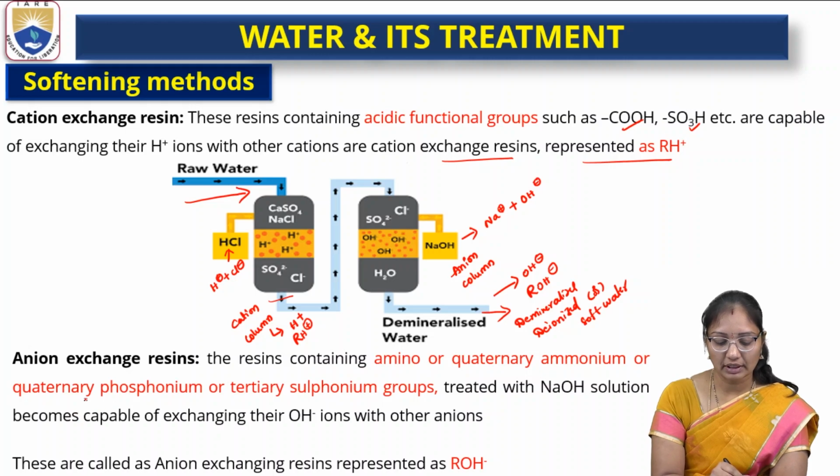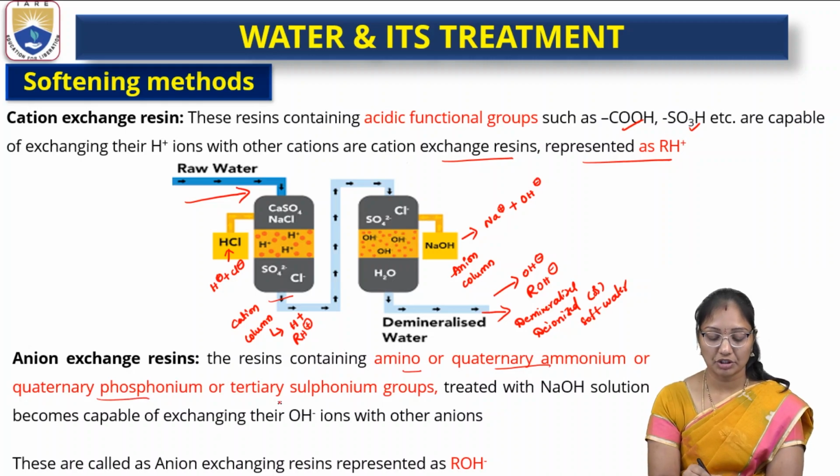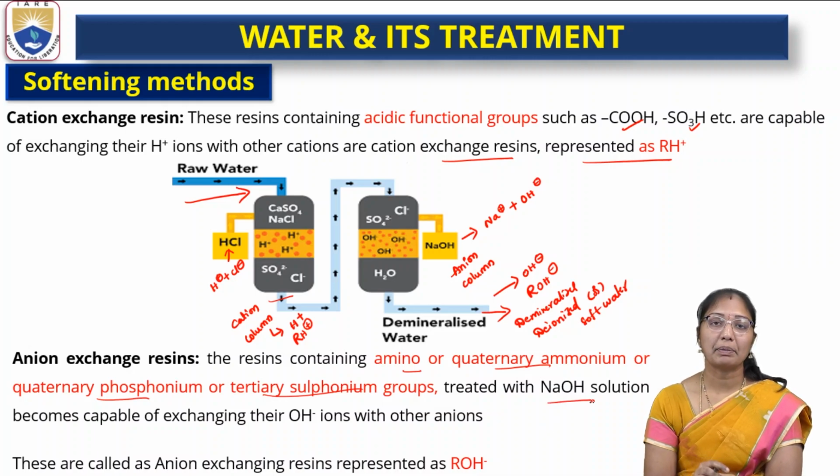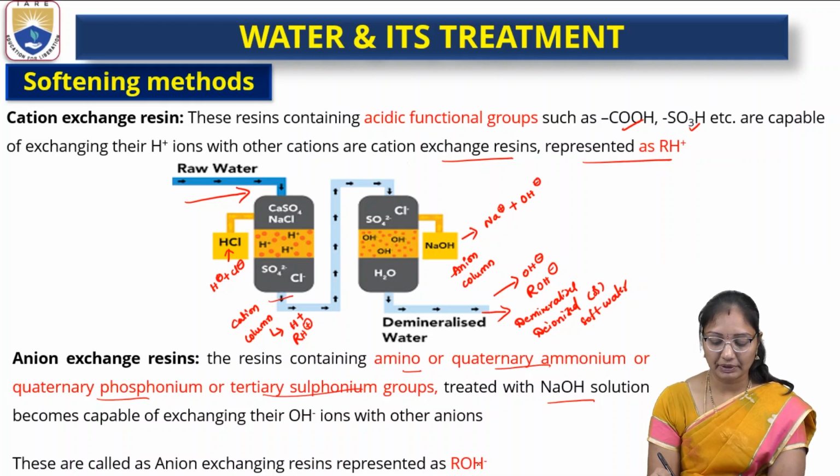And these resins contain amino or quaternary ammonium or quaternary phosphonium or tertiary sulfonium groups, which are treated with the NaOH solution and become capable of exchanging all the chlorides, sulfates and carbonates in the water, like anions which are present in the hard water. So this is represented with ROH minus, which we mentioned here.